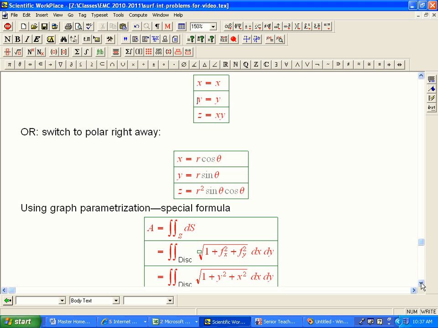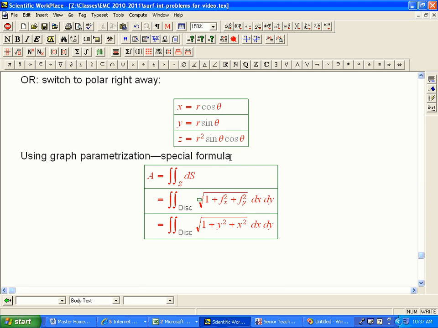The nice thing about that is there's a predefined special formula for that. It's in the book, that when you actually look at all the r_u cross r_v stuff, it does simplify substantially. And it turns out to give you this Jacobian factor, the square root of 1 plus fx squared plus fy squared. And of course fx is y and fy is x here, so you get this integral. And then it makes sense to change to polar.